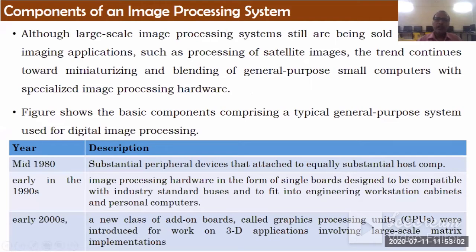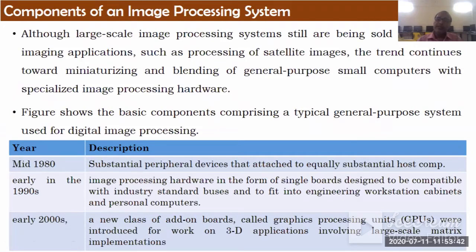See, in this, although large scale image processing systems are still being sold for massive image applications, this image processing application requires lots of different devices. Such applications include the processing of satellite images, and the trend continues towards miniaturization and blending of general purpose small computers. For satellite images or other types of applications, we generally use general purpose computers, which are capable of processing different types of applications.